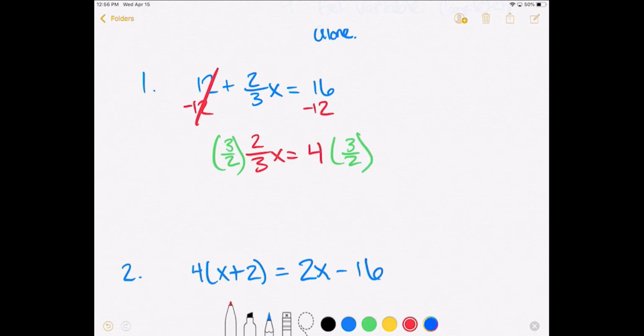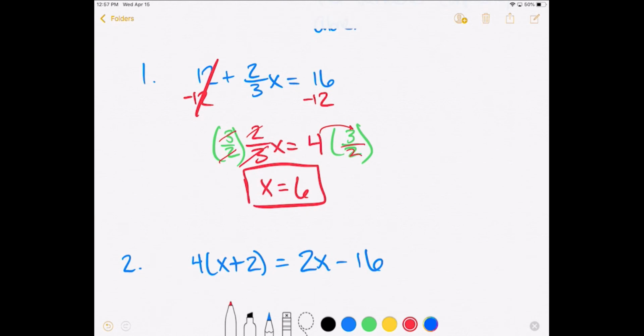Now, when you multiply by the reciprocal, this 2 cancels with this 2, this 3 cancels with this 3, and boom, it's gone. It makes a 1, which is exactly what we want. So we just have x all by itself. And on the other side, you multiply 4 times 3/2. Now, if you don't have a calculator, you do 4 times 3, which is 12, and then divide by this 2, so you get 6. And that's our answer. Okay, pretty simple, straightforward one.